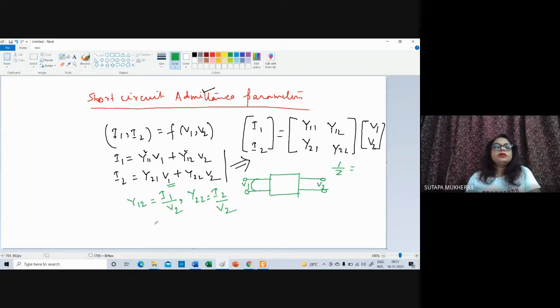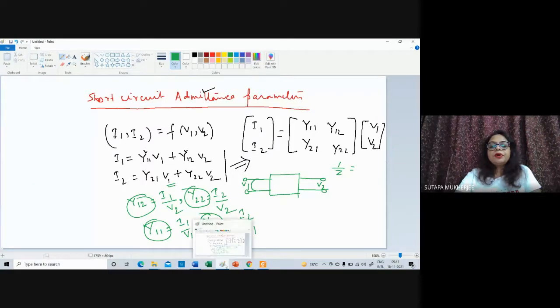And similarly, if you short V2, then what will happen? Y11 will be equal to I1 by V1, and Y21 will be equal to I2 by V1. So these are the four parameters, that is, the short circuit admittance parameters. Fine?